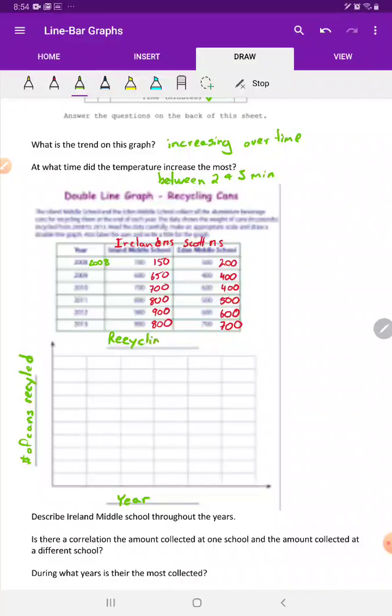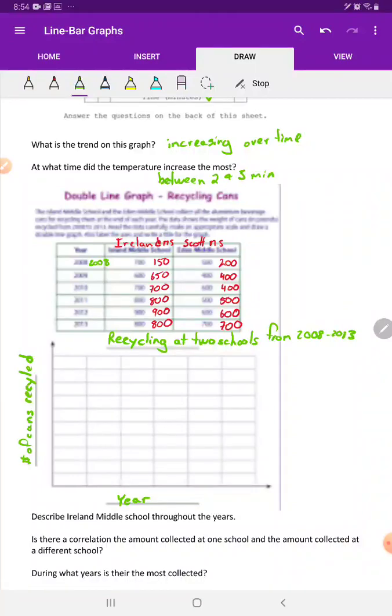Recycling at 2 schools from 2008 to 2009, 10, 11, 12, 13, 2013. Do you notice how my title is long? Graph titles are always long. Don't try and cheat it through and be slow.